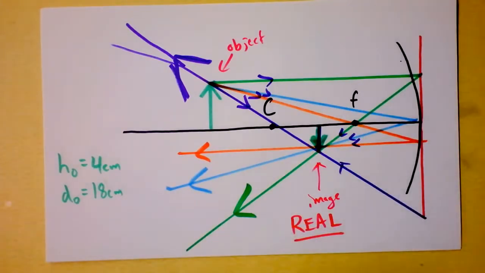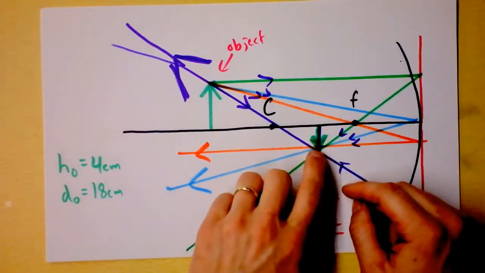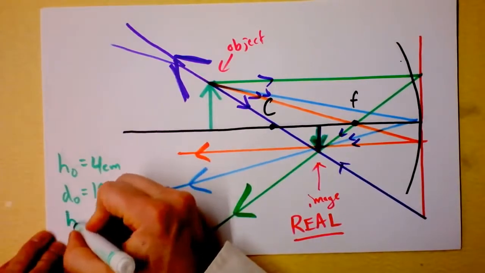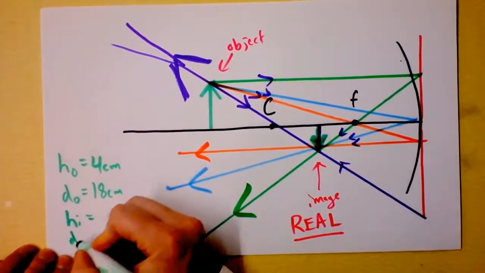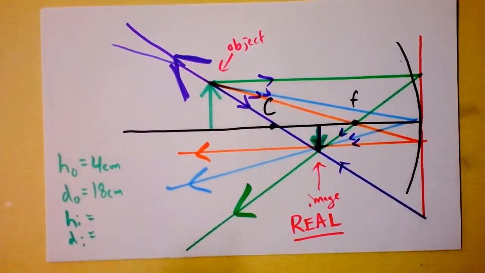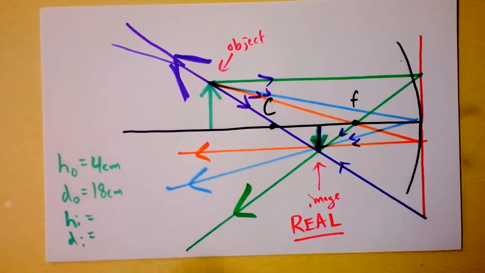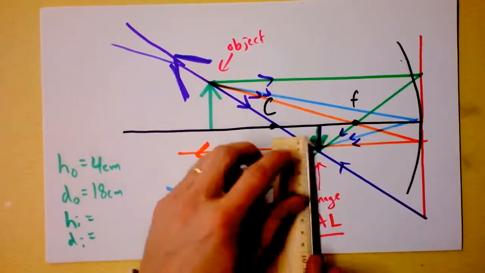All right, so if you've got a real image right here, you can ask questions like, how tall is that image? The height of the image could be something you want to know, and the distance of the image from the lens as well. I already wrote down that the height of the object was 4 centimeters, and it's 18 centimeters away from the mirror, so we expect the height of the image to be a little bit less, and we expect its distance from the mirror to be a little bit less also.